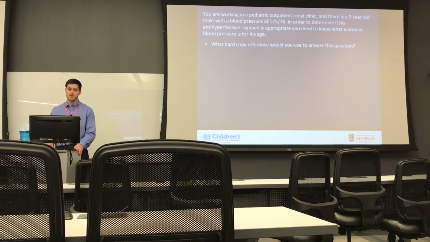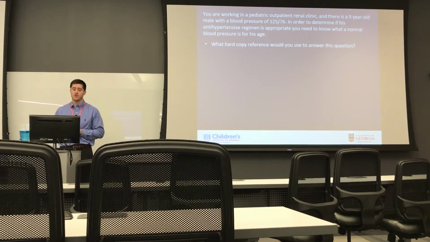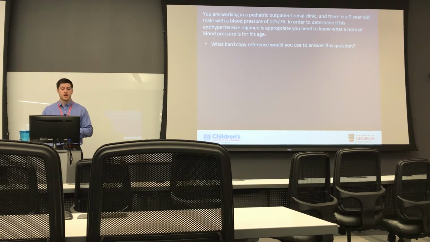And then our last prompt: you're working in a pediatric outpatient renal clinic, and there's a 9-year-old male with a blood pressure of 125/76. In order to determine if his antihypertensive regimen is appropriate, you need to know what a normal blood pressure is for his age. What hard copy reference could you use to help answer this question? Harriet Lane. Yep, the Harriet Lane textbook.